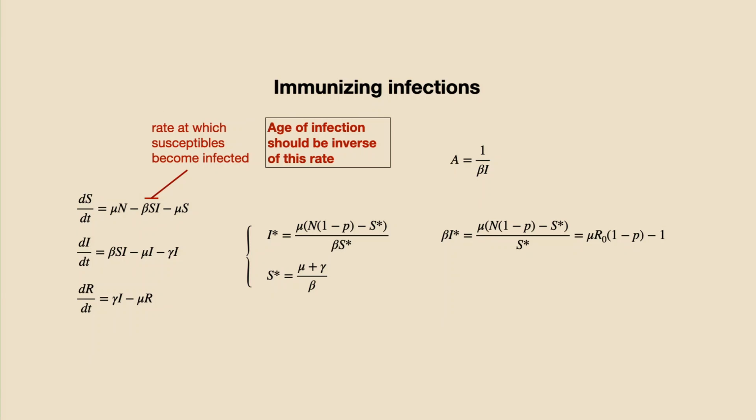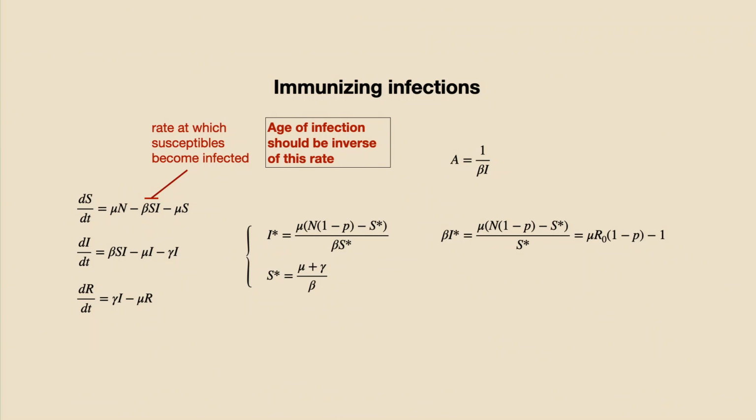You simplify out the betas, you do a little more mathemagic, and you end up with this relationship here because N over S star is equal to 1 over R0. Everyone happy with the mathemagic? Yes? It's not very magical mathemagic. Yes? Could you explain the age of infection to be?